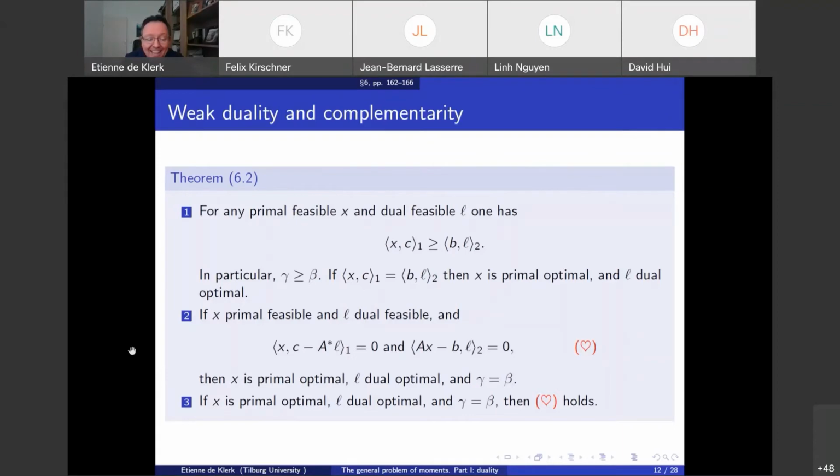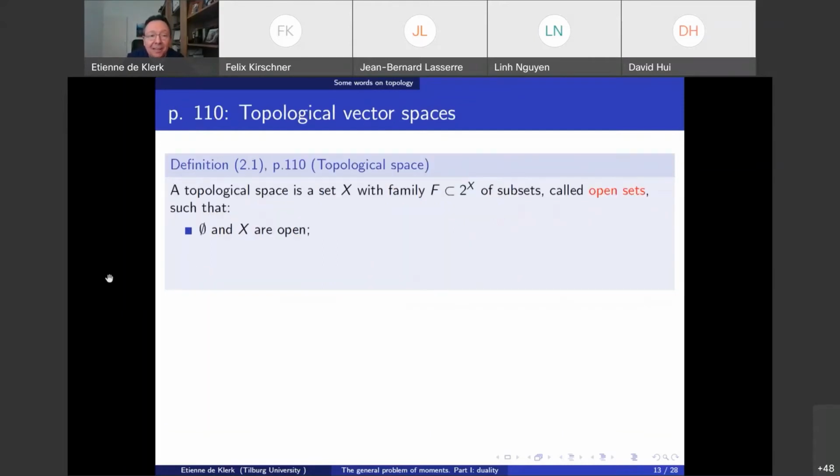So I ask you again to bear with me, because we will have to dive a little bit into the structure of topological vector spaces to understand which properties the space should have to have the correct separating hyperplanes leading to strong duality theory. Okay, so we have to speak a bit about topological spaces.